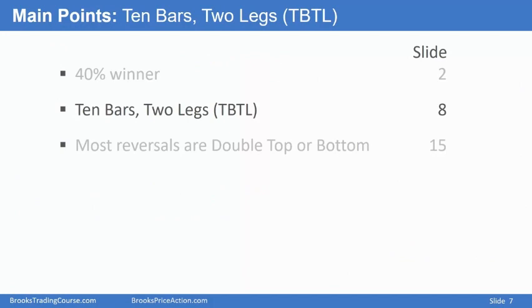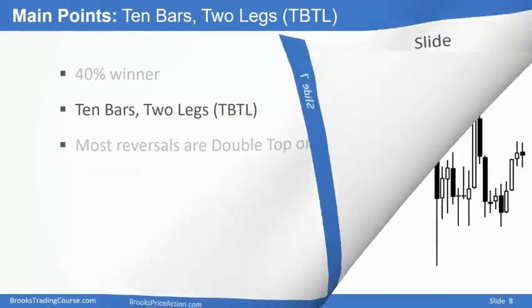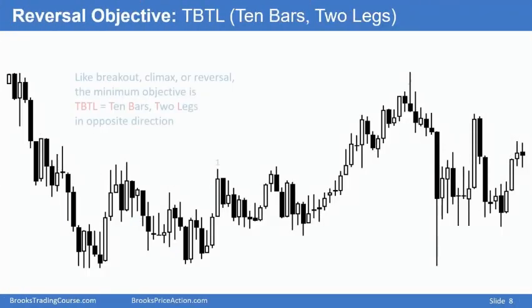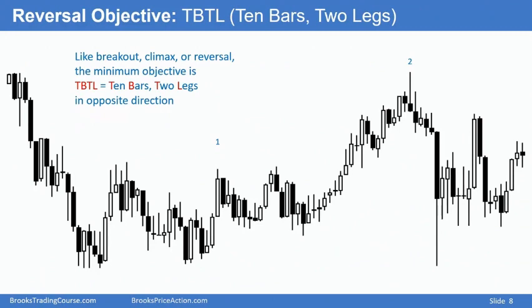The minimum objective when you're looking for a reversal: 10 bars, 2 legs. It can be more than 10 bars, it can be more than 2 legs, but this is a minimum reasonable objective. Any kind of reversal or any kind of a big move, a breakout, a climax, a reversal, the minimum objective is TBTL, 10 bars, 2 legs in the opposite direction.